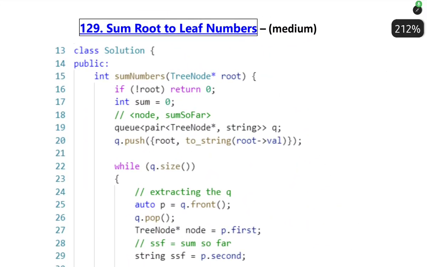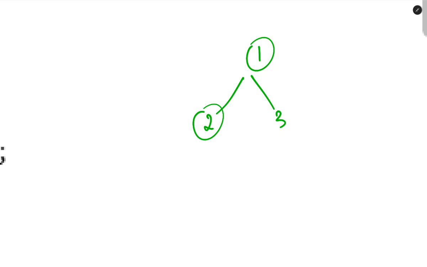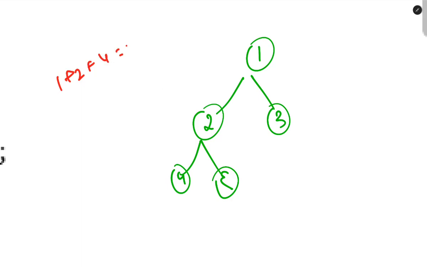We are going to discuss a question, root to leaf numbers. In this question, you will be given a tree like this: 1, 2, 3, 4, 5. What you will normally be thinking is 1 plus 2 is 3, and 3 plus 4 is 7. So 1 plus 2 plus 4 is equal to 7. This is one of the paths.